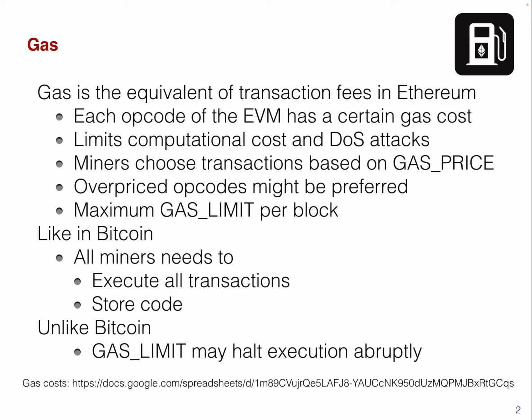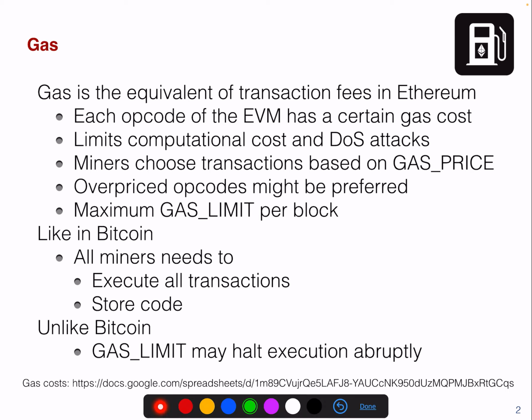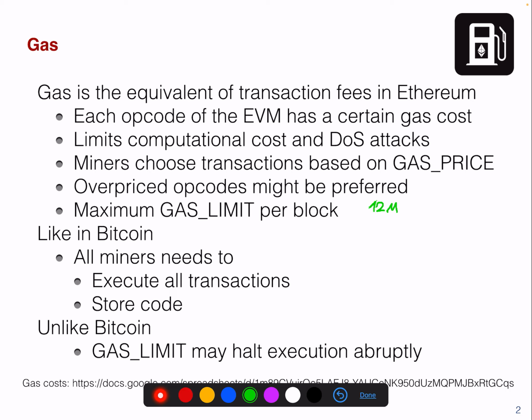Some opcodes might be overpriced, right? And they might be preferred by miners because they get paid quite well, while they are quite cheap to verify or execute. There's a maximum gas limit per transaction and per block. The current gas limit is 12 million gas. This is the maximum gas that you can include in transactions within one block. So if your transaction requires more than 12 million gas, then it will not fit into an Ethereum block. Depending on how complex the smart contracts are that you develop, this might actually be quite an important limitation.